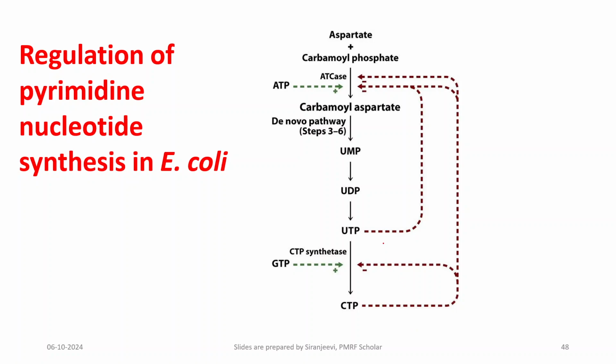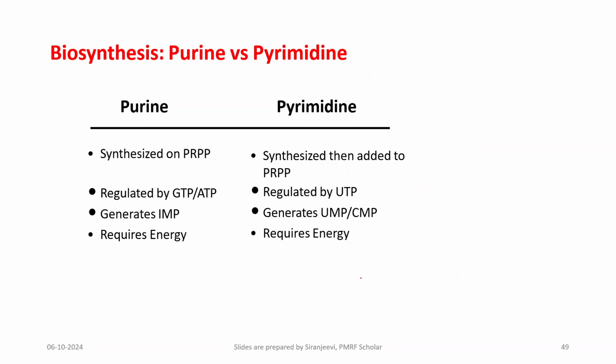In E. coli, UTP will be the negative regulator of ATPase, and CTP does the same thing. But CTP synthase is activated by GTP, and then ATP. Aspartate transcarbamoylase also has ATP as a stimulator, and CTP itself is an inhibitor of the CTP synthetase enzyme.